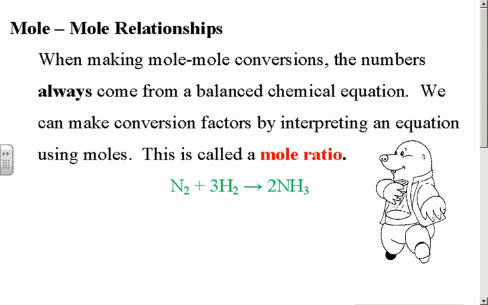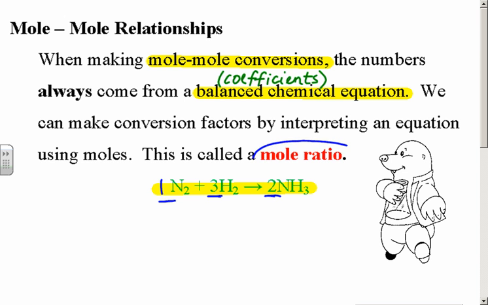To write a mole ratio, to do mole-to-mole conversions, we use numbers from a balanced chemical equation. Specifically, we look at the coefficients, which remember are the numbers in front of the substances in your balanced chemical equation. We look at the coefficients in the balanced chemical equation. For example, in this equation, we have no number in front of the nitrogen, which remember is like a 1. We have a 3 in front of the hydrogen and a 2 in front of the ammonia. Let's make some mole ratios.